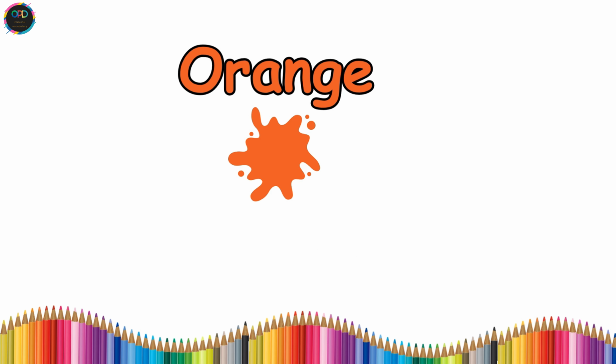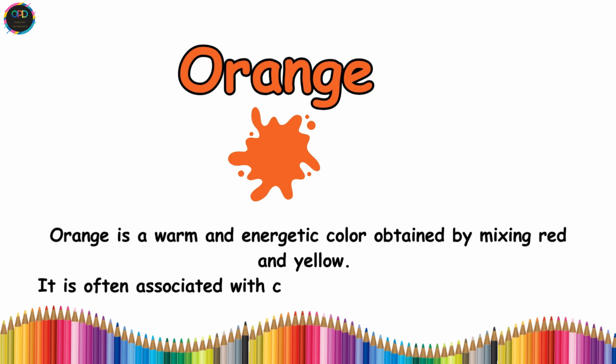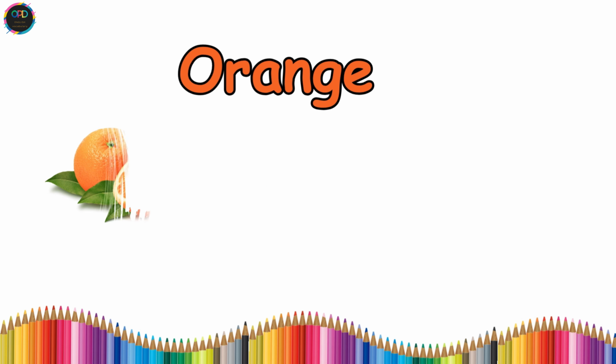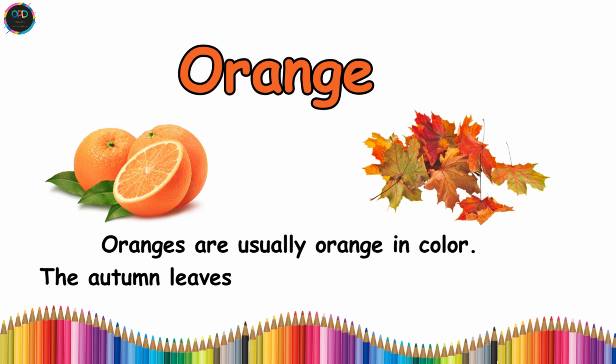Orange. Orange is a warm and energetic color obtained by mixing red and yellow. It is often associated with creativity, enthusiasm, and warmth. Oranges are usually orange in color. The autumn leaves have turned orange and red.